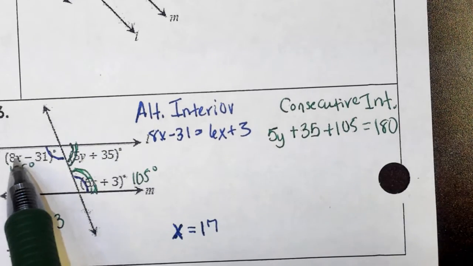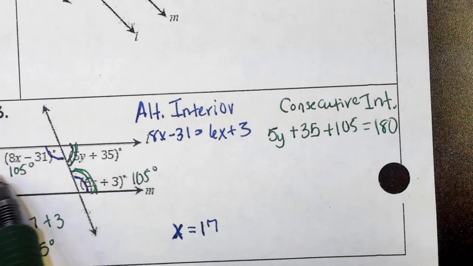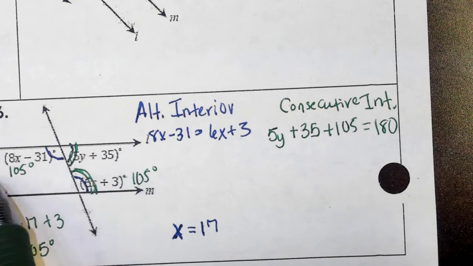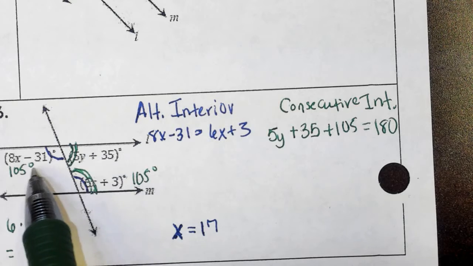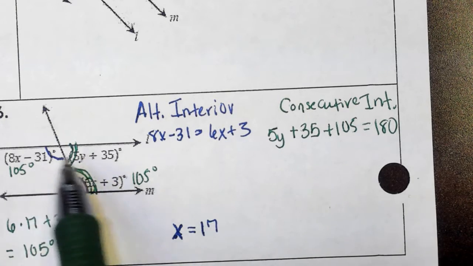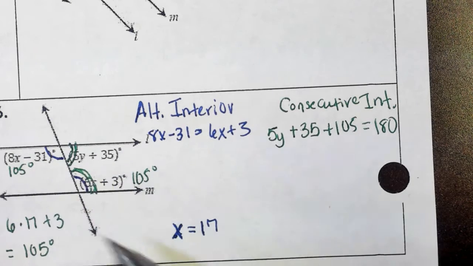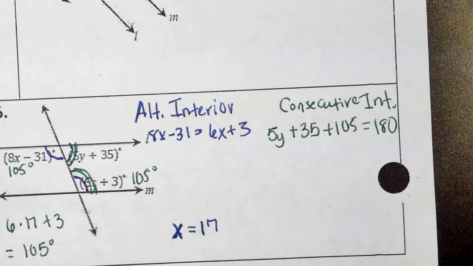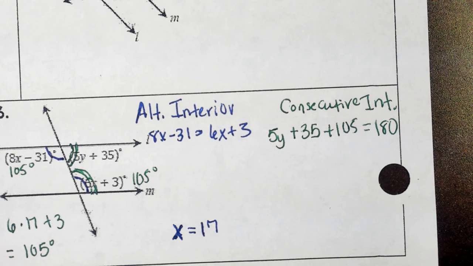Just so you understand too, we just looked at it this way as consecutive, but you could have looked at it this way too. If you looked at it this way with this 105 over here in this angle, you would have had a linear pair, which is also supplementary. And you would still set them equal to 180 the same way we did this. You just need to understand that these relationships are similar depending on how you look at angles. Consecutive here, it would have been a linear pair. They both result in a supplementary relationship. And then you solve for y.